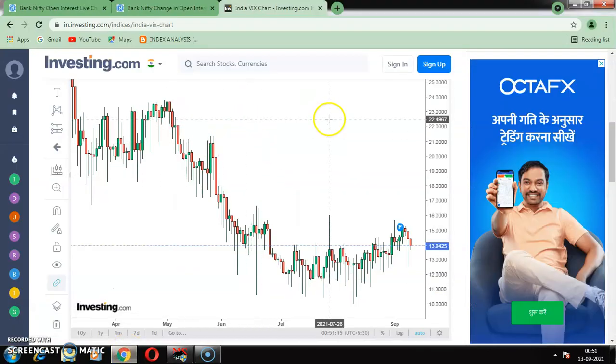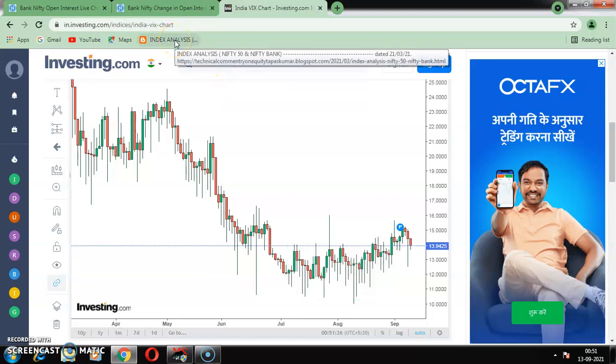Already I have plotted the VIX over here. The VIX value is right now 13.94. If the VIX is below 20, it means there is less volatility. So as far as Bank Nifty is concerned, the volatility is very less. Another thing we have to check is called option data.